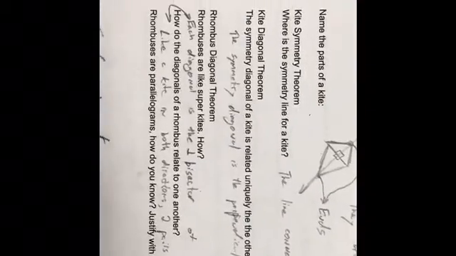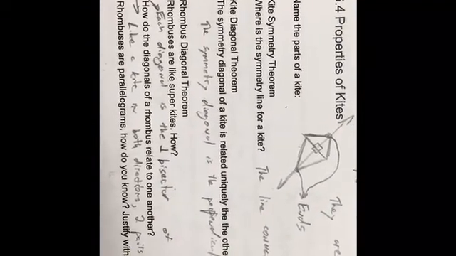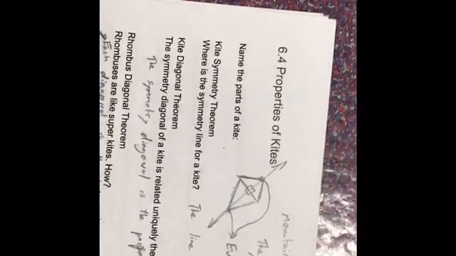The kite symmetry theorem says, what is the symmetry line for a kite? And we'd say the line containing the ends. So we've drawn that here.